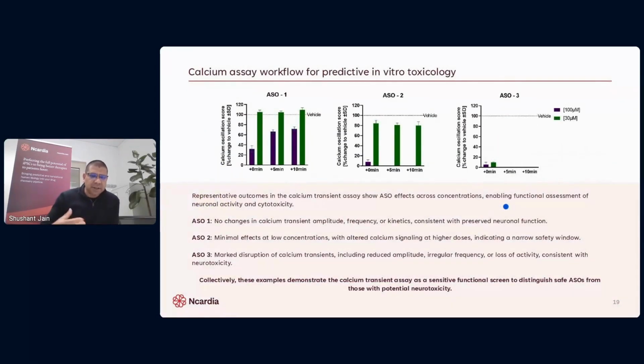This leads to this type of data, where for example ASO 1 has very little change in calcium oscillation score. The calcium oscillation score is just an aggregated measure of the peak rate and peak amplitude. At the lower concentrations, it has virtually no effect on calcium activity, whereas at the higher dose, there is quite a significant impact very quickly after addition. But what we see is that by the end time point of readout, 10 minutes post-addition, the calcium oscillations have almost recovered back up to only about 30–40% below the maximum.